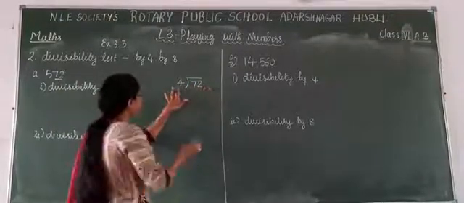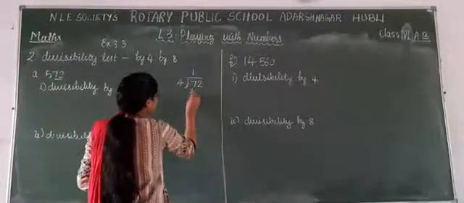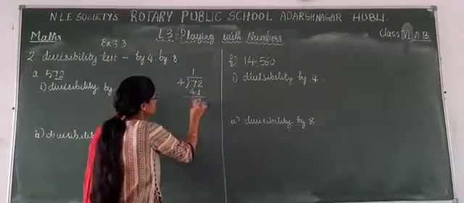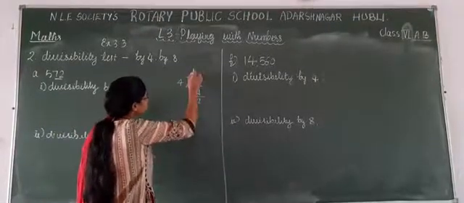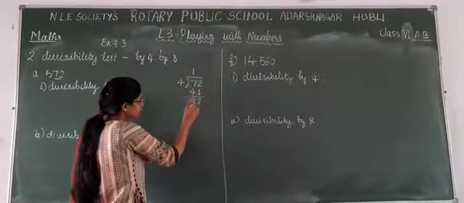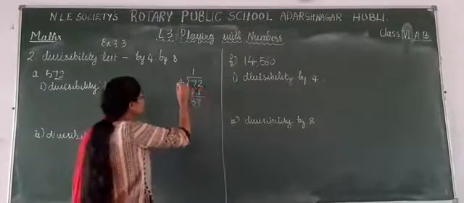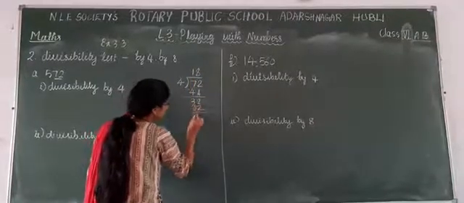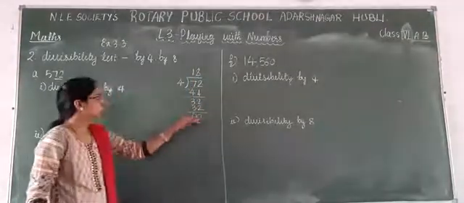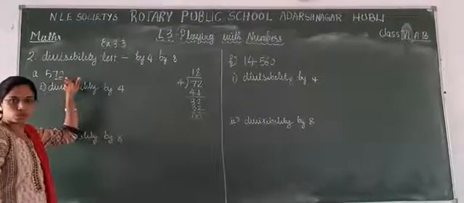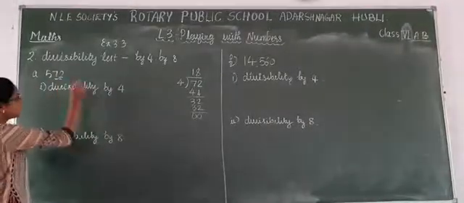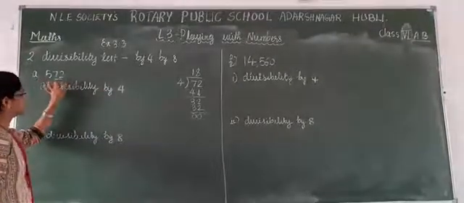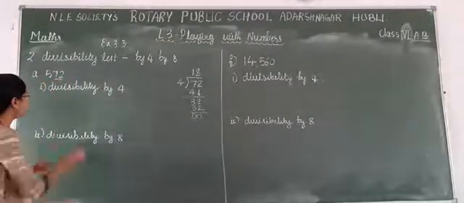72 divided by 4. 4 ones are 4. 7 minus 4 is 3. 2 comes down. 4 8s are 32. Here we got remainder 0. When 72, the last two digits, are divisible by 4, then 572 is also divisible by 4.